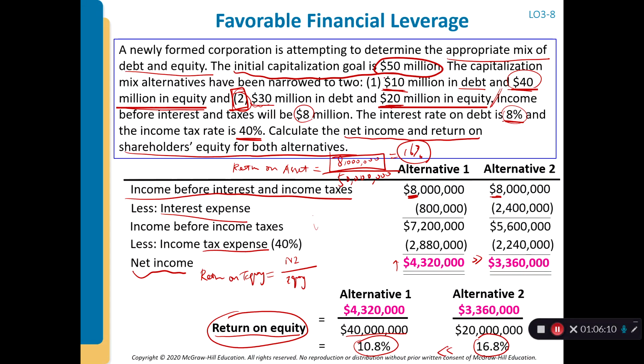So when your borrow rate is 8%, which is much less than the rate of return on asset, that means that you can use leverage to increase the rate of return for the equity holders. Okay.